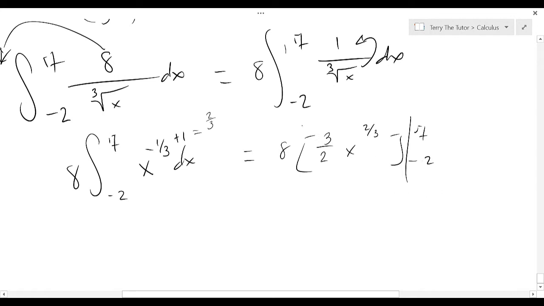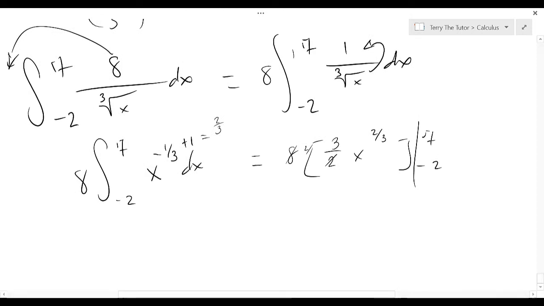And now let's simplify. I can cancel this 2 and this 8. That's going to give me 4. 4 times 3 is 12, so I've got 12x to the 2 over 3 in the interval from negative 2 to 7.